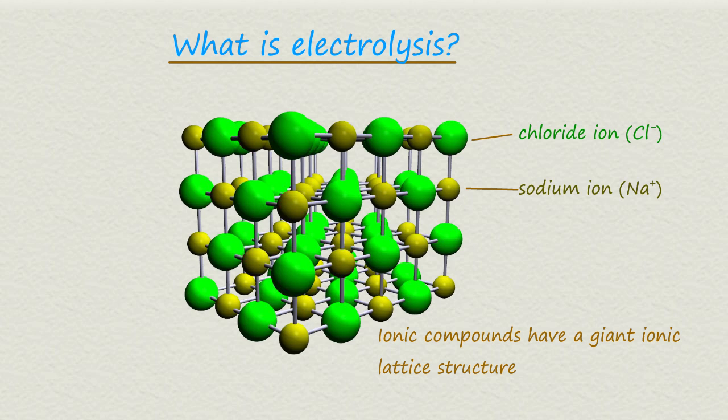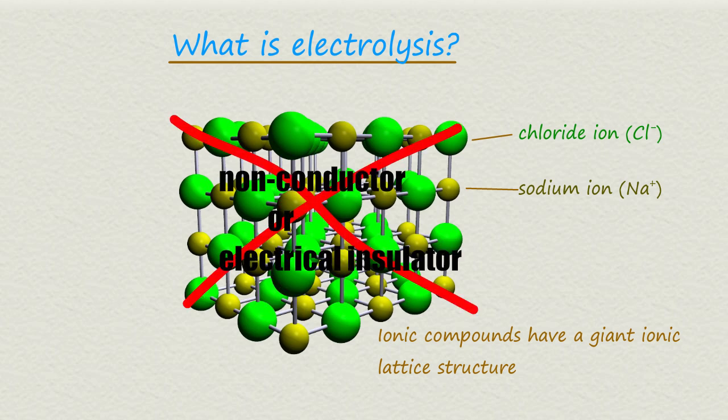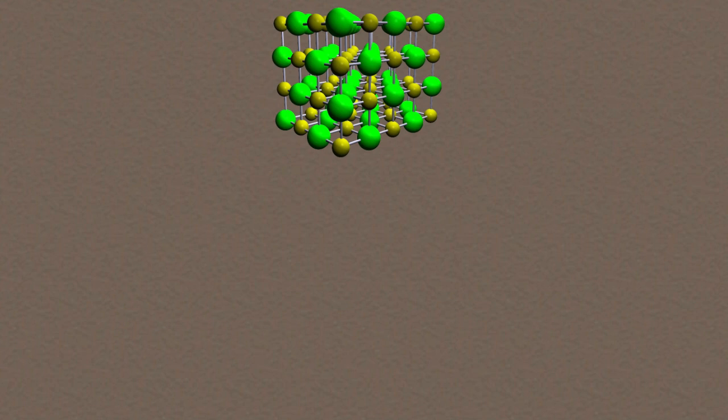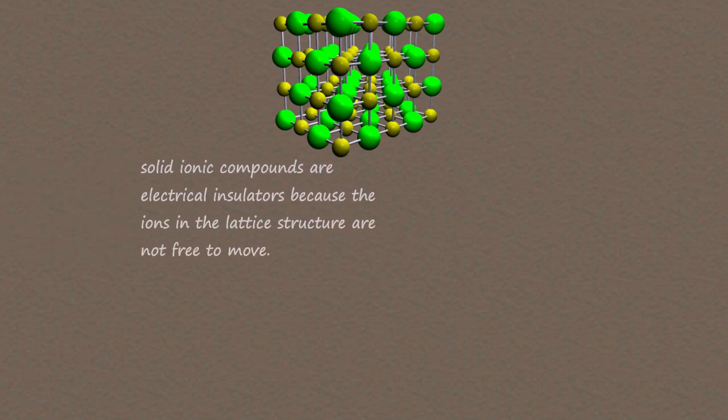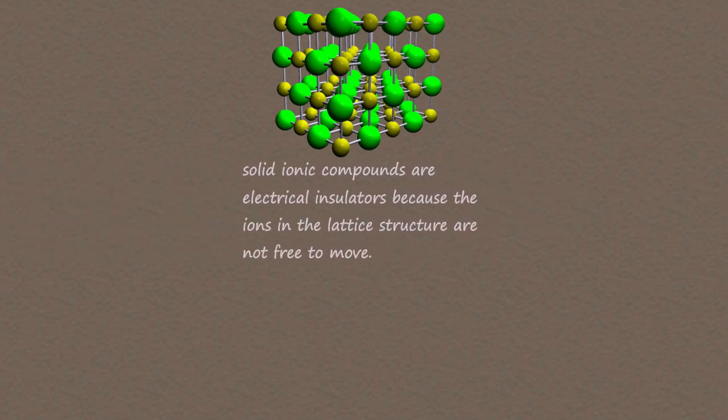This lattice is held together by strong ionic bonds, and all ionic compounds are solids at room temperature, and unfortunately for us they are all electrical insulators, which means no electrolysis for solid ionic compounds. The reason that electrolysis doesn't work for solid ionic compounds is that they don't conduct electricity because the metal and non-metal ions cannot move freely since they're trapped inside a giant ionic lattice.